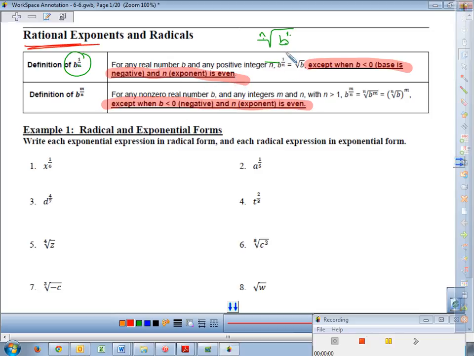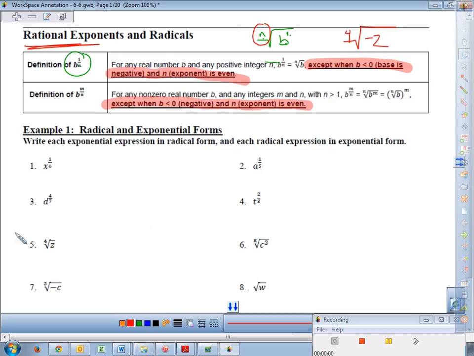Let me try that one more time. The base has to be non-negative, right? It could be 0 and it can be positive if this is an even root. For example, do you have an even root? Yes. That base underneath there, isn't that negative? Can't do it. You can't take a fourth root of a negative base.